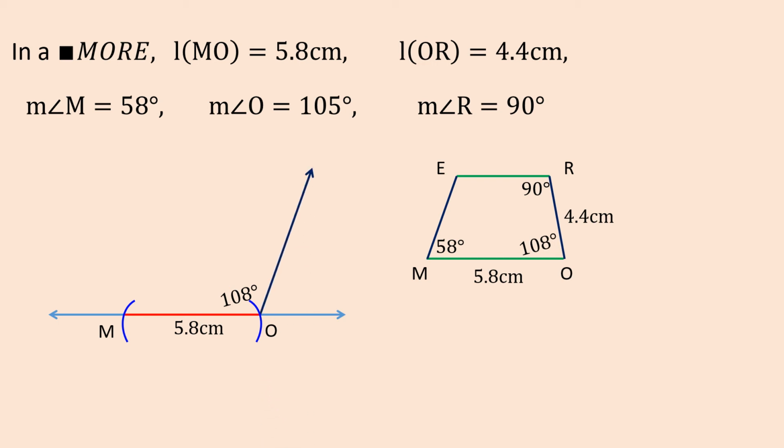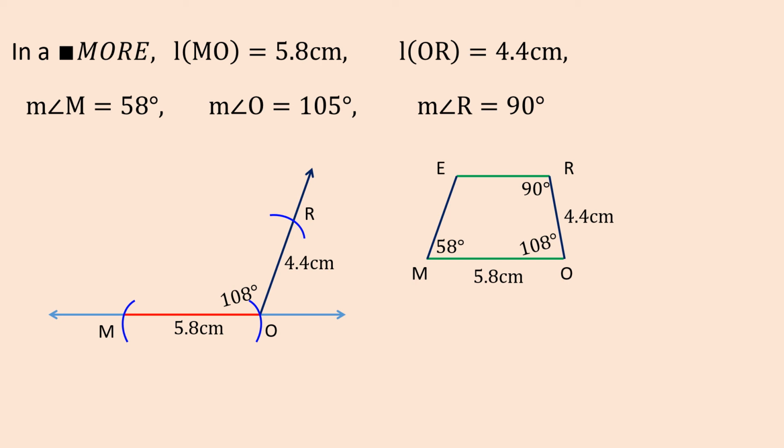You got the ray. Now you need 4.4 centimeter, because point R is 4.4 centimeter away. So you will take the radius as 4.4 centimeter in your compass, and from O as a center you will draw an arc on that ray. See here, so we got point R. Clear? So your third point you got. You can write down OR as 4.4 centimeter.